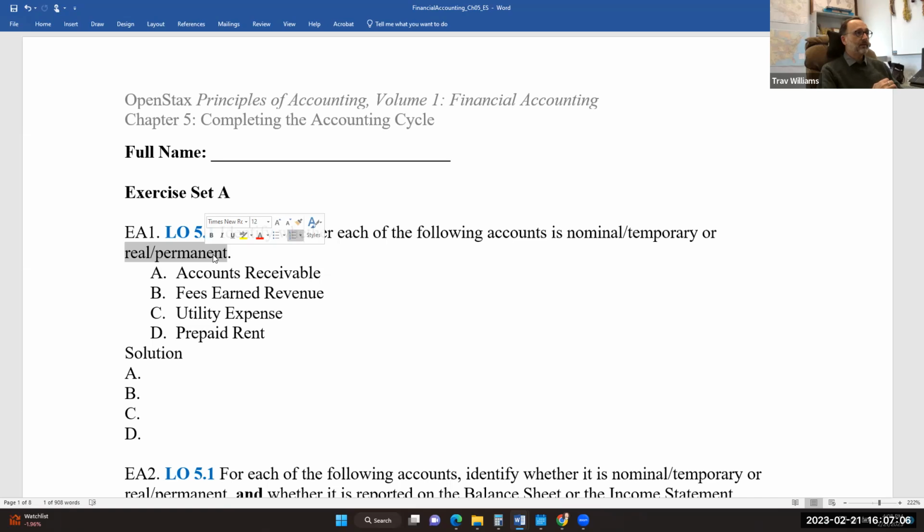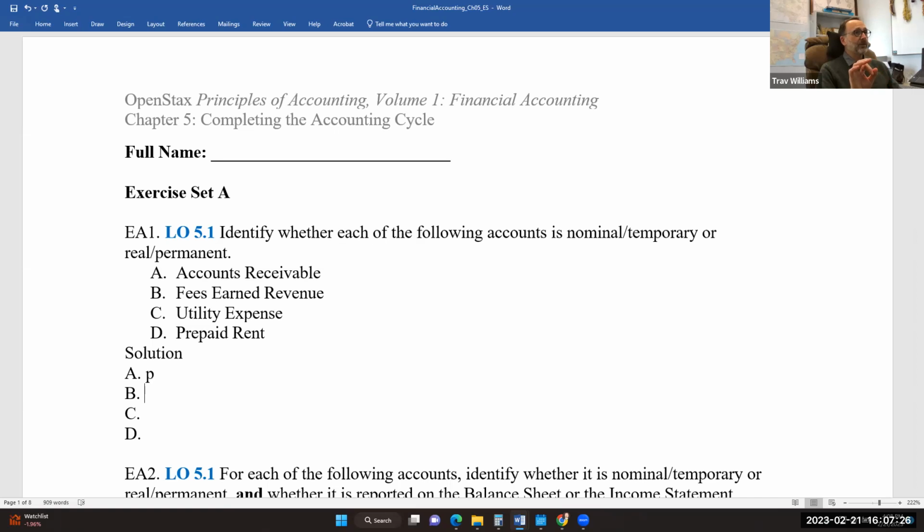With that in mind, the first exercise asks us to distinguish between temporary or permanent. The first one is accounts receivable. Well, that is a balance sheet account because it's an asset. And so that's a permanent account, and I'll just identify that with the letter P.